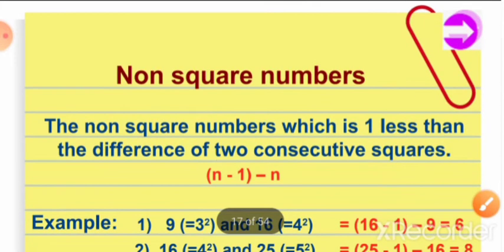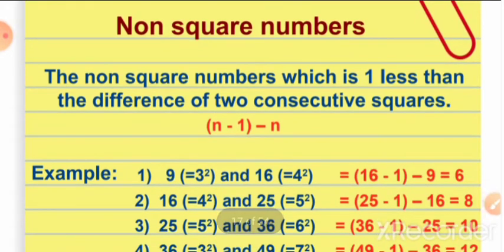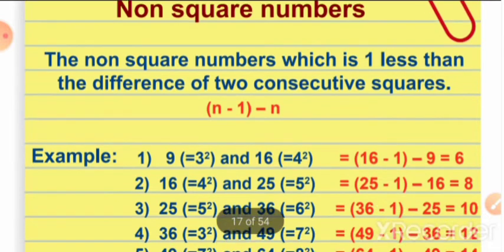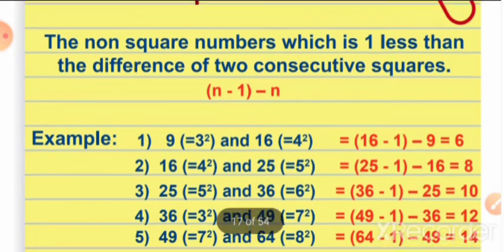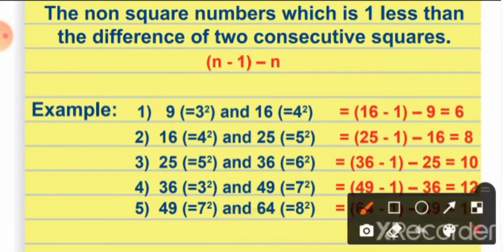Next is non-square numbers. The number of non-square numbers is one less than the difference of two consecutive squares. So how to calculate the non-square numbers? This is the formula for calculating the non-square numbers between two consecutive square numbers.